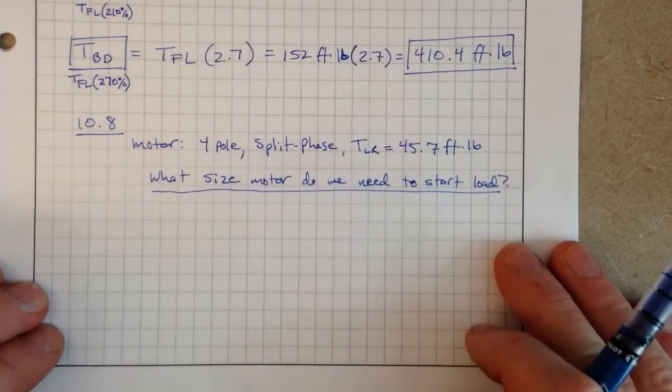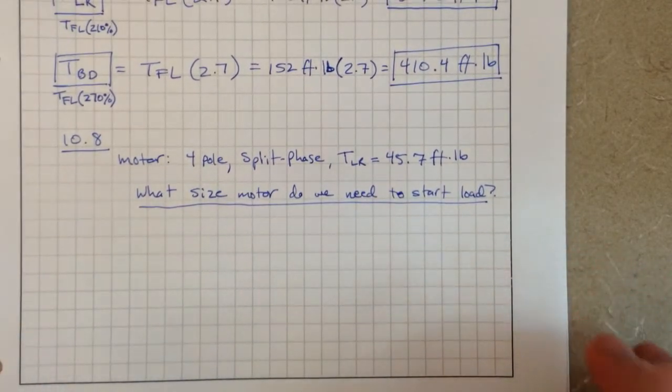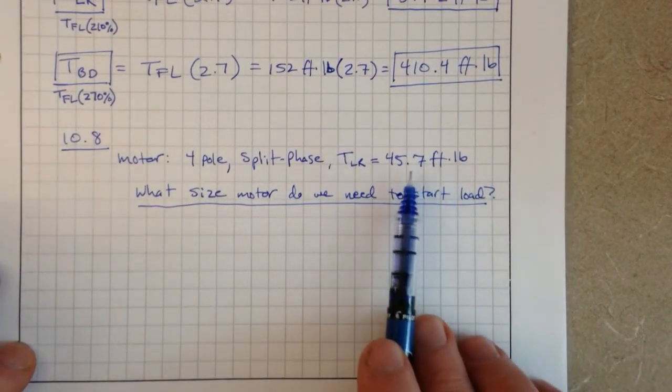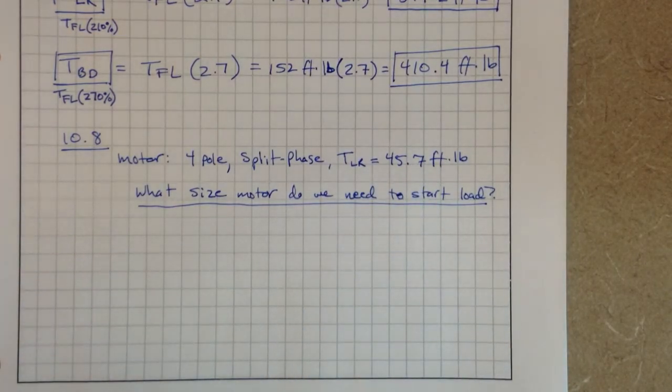I have a situation where I have a 4-pole motor, split phase motor, and the locked rotor torque is 45.7 foot-pounds, meaning there's a chance that when the load is just sitting there, not moving, it's going to require 45.7 foot-pounds to start that load moving. So what size motor do I need to start this load? I need something just above this, right? So what are we going to do?